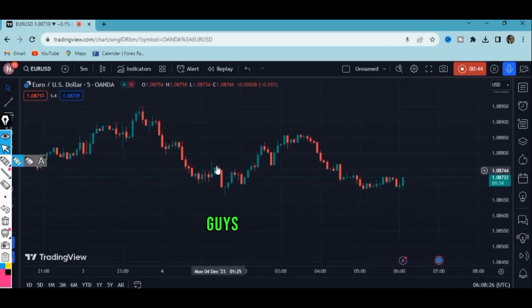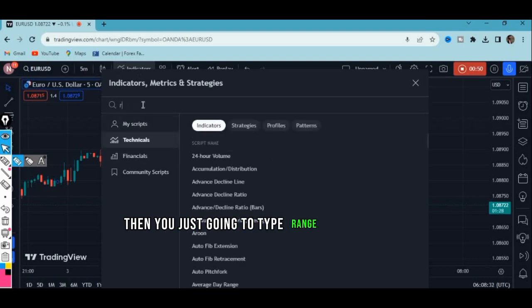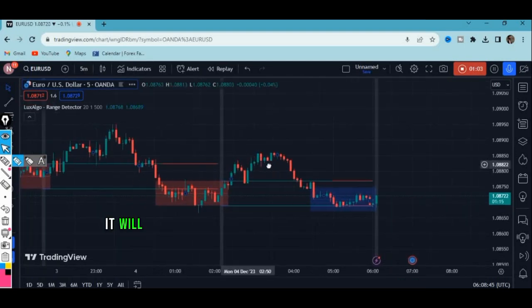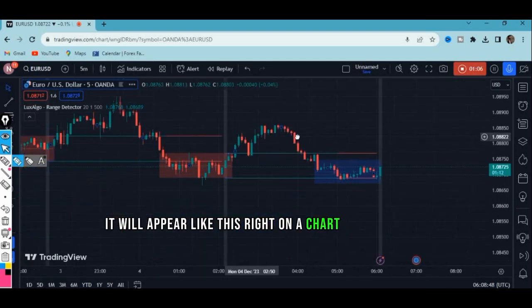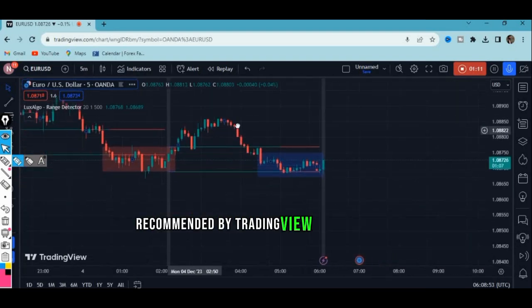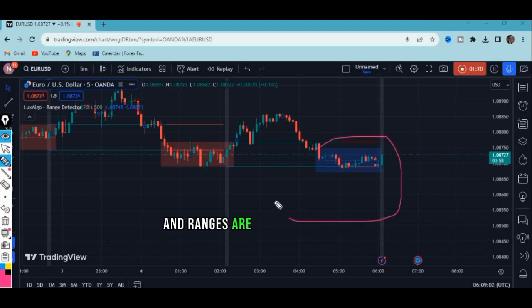Okay, so guys, let's add the indicator. Click on the indicators tab, then type range detector by LuxAlgo. Click on it, and once you click on it, it will appear like this right on your chart. It's a very great indicator recommended by TradingView, and as the name suggests, this indicator shows us ranges. It detects ranges, and ranges are very important.